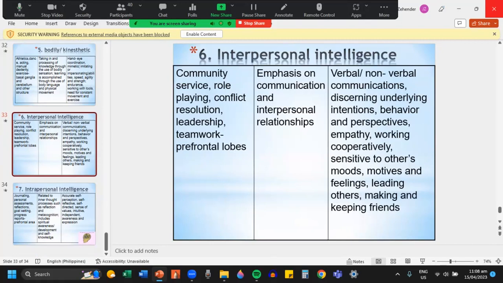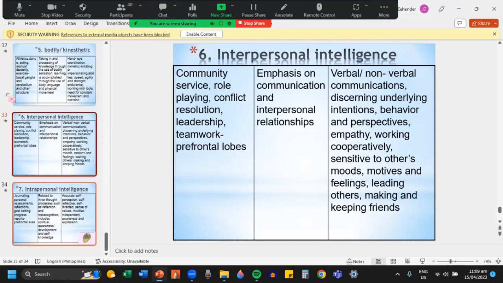Here the psychology people fall. So they know how to understand behavior and perspectives. They're into empathy, working cooperatively, and they are also sensitive to other people's moods. They easily sense if something is off with another person. They also know motives and feelings, and they lead others, and they tend to like making and keeping friends.